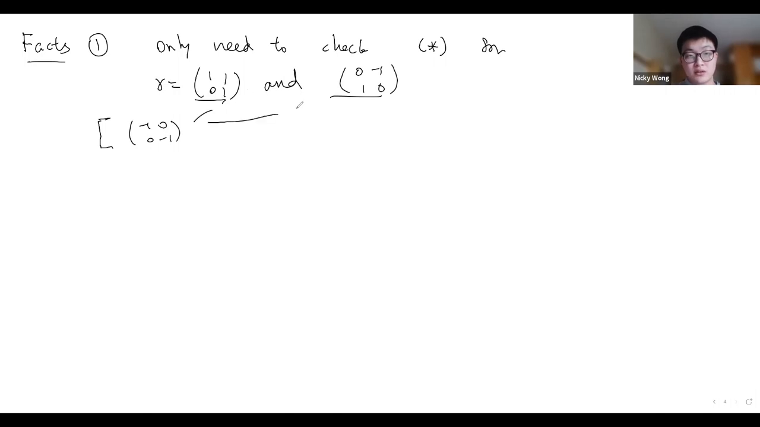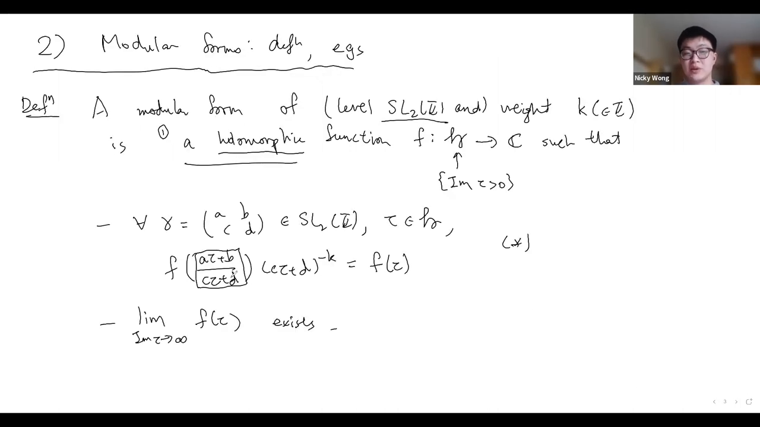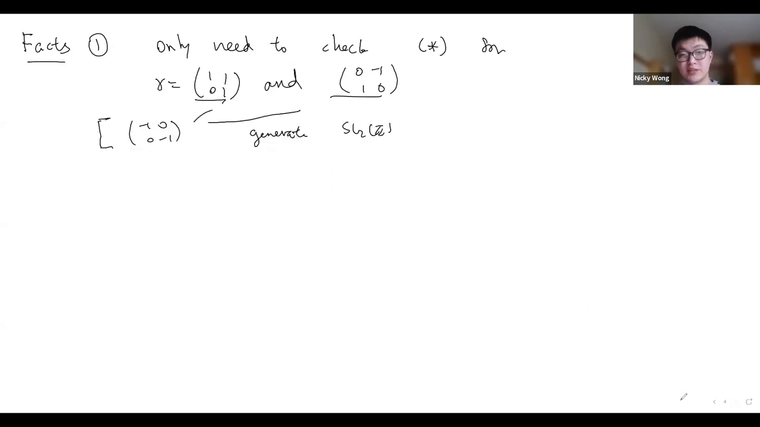These three, they generate SO2Z. And also, if you look at -1, 0, 0, -1, it's minus tau divided by -1. So there's no content here. So that's basically why you only need to check two of them. So this will be very important later on.